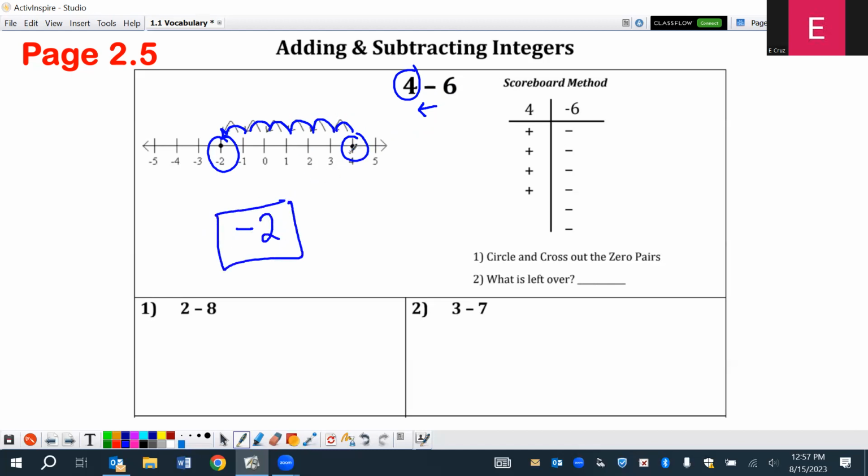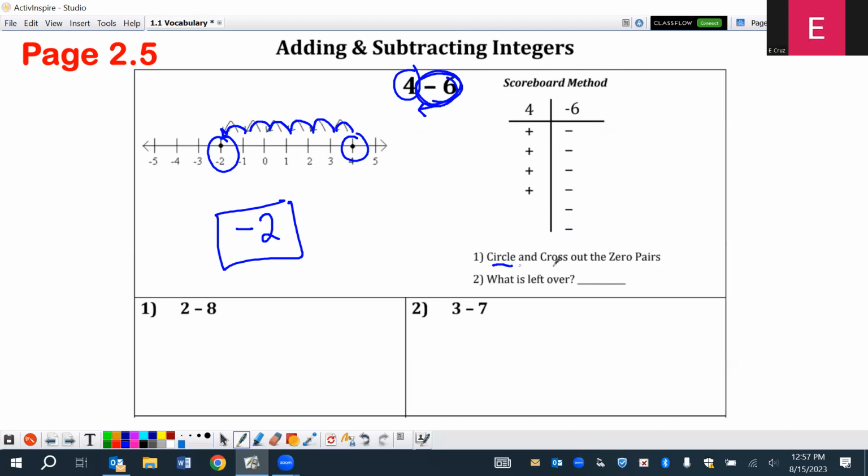If you don't like drawing number lines, then what you can also do is something called the scoreboard method. We draw a little T-chart. First number is on the left side, second number, including the sign that's next to it or before it, is -6. Then for the 4, we draw 4 positive signs. For the -6, because it's negative, we draw 6 negative signs.